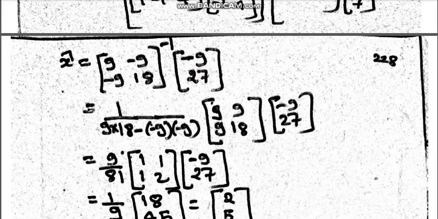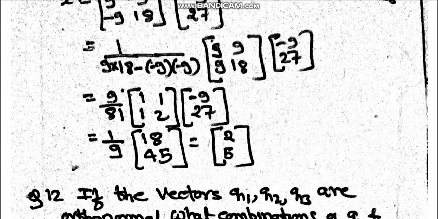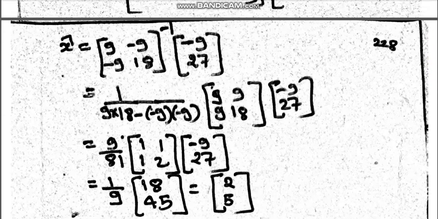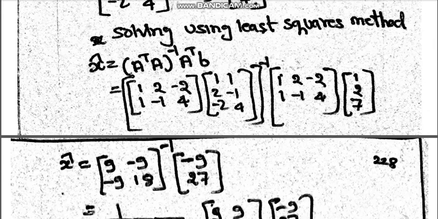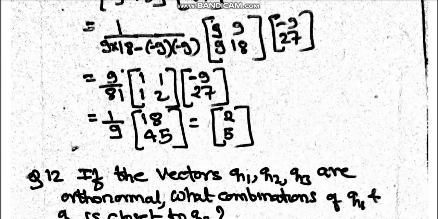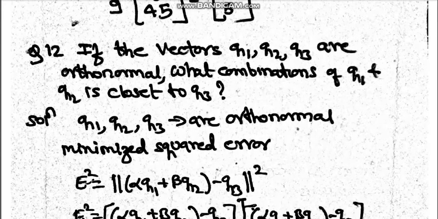So you have the simplified values, which are 2 and 5. So the values 2 and 5 are your solution, right? The x cap, the nearer value x cap, is equal to 2 and 5. You can check even the error vector if you want. So next is the next problem.